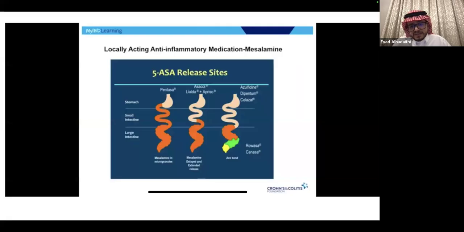And usually, when you talk about 5-ASA, you will get confused about pH-dependent or time-dependent release. It's all a concept of where this drug is released. And we can see the green and yellow, they have also commercialized the enema and the suppositories. So we have all kinds of drug delivery mechanisms.